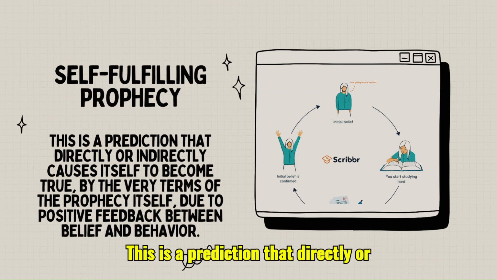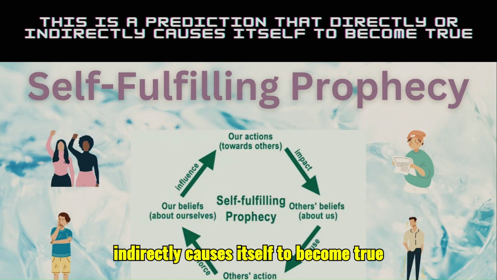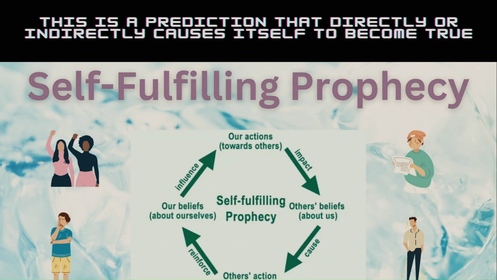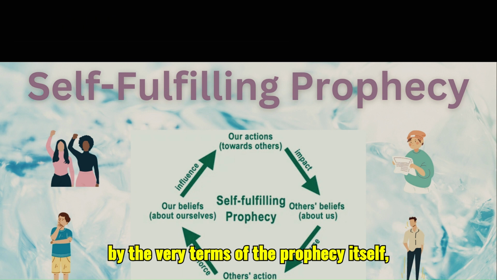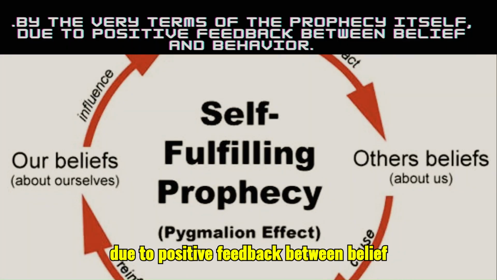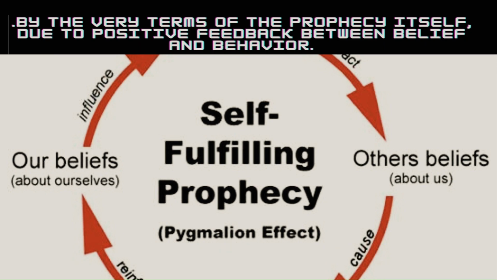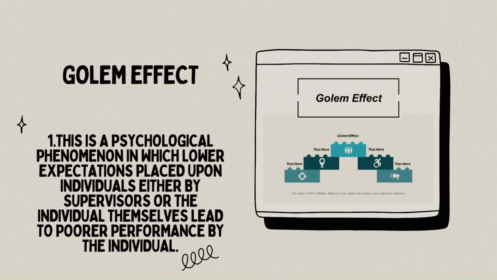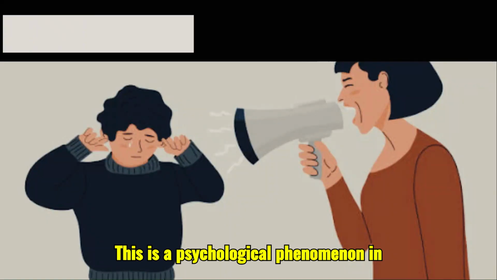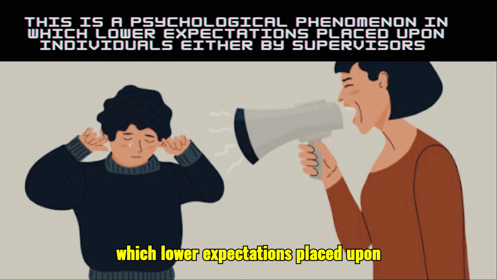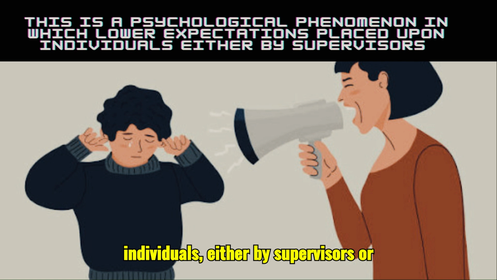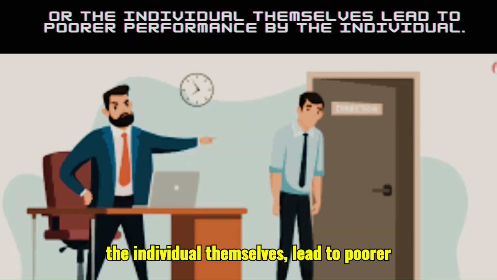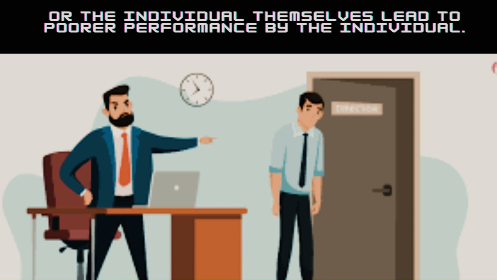This is a prediction that directly or indirectly causes itself to become true, by the very terms of the prophecy itself, due to positive feedback between belief and behavior. 25. Golem effect. This is a psychological phenomenon in which lower expectations placed upon individuals, either by supervisors or the individual themselves, lead to poorer performance by the individual.